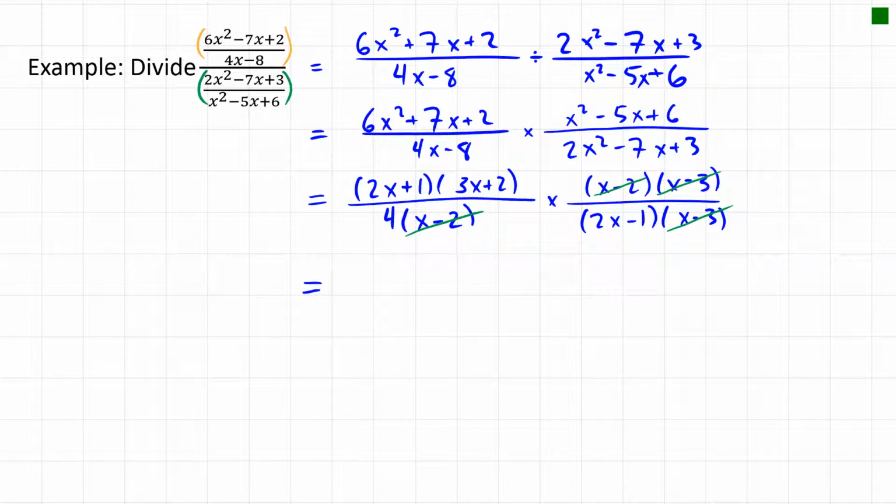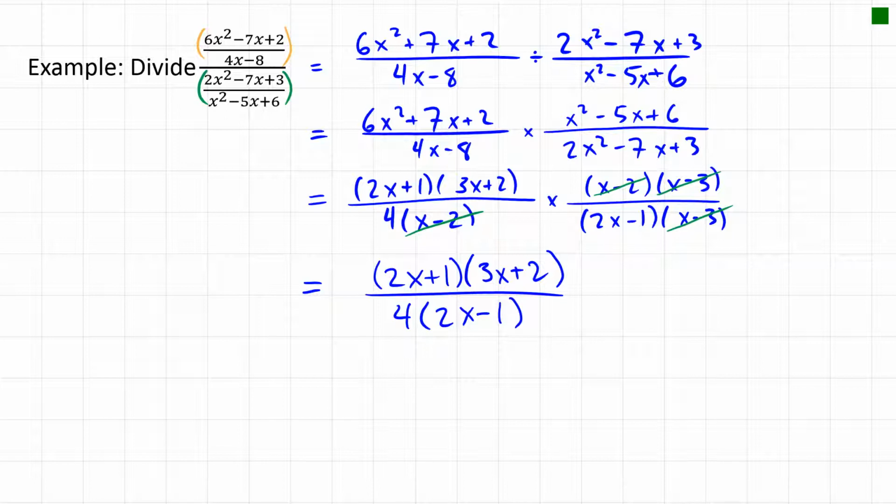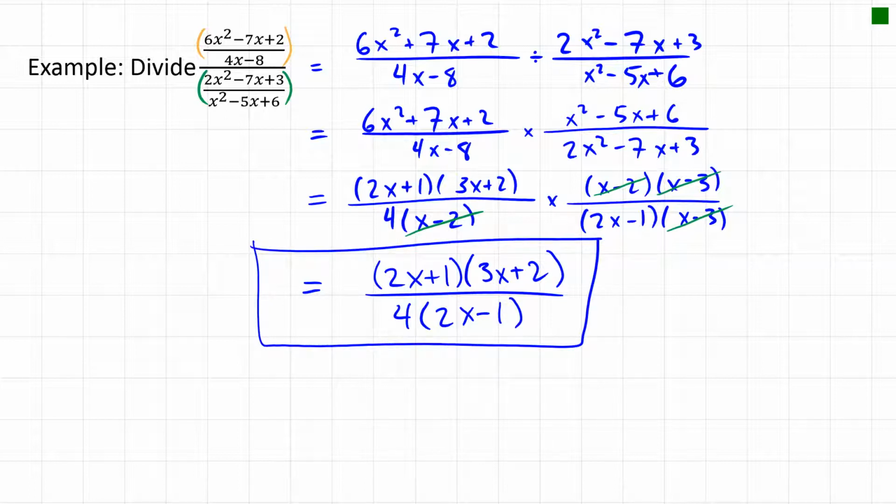So our final answer is going to be what we have left on top, 2x plus 1 times 3x plus 2. So nothing canceled from that one, interestingly. And on the bottom, we have just 4 times 2x minus 1. You don't have to multiply that numerator or the denominator back out. Leaving your answers in factored form is totally acceptable, and in fact, in many cases, that's the best way to do it. It's a very clean way to write your final answer. So feel free to leave that final rational expression in factored form.